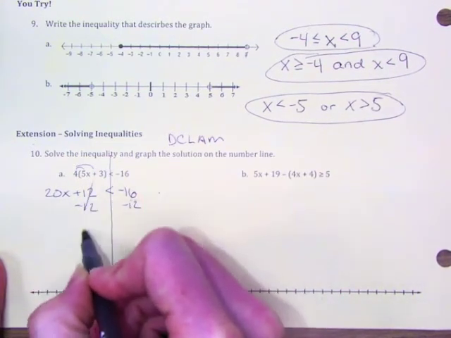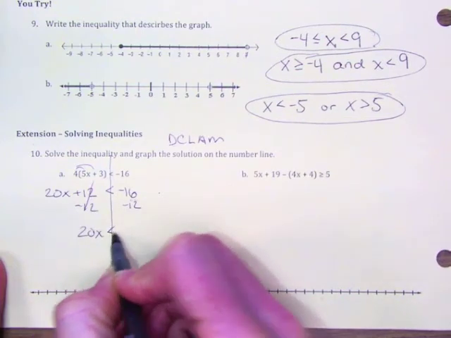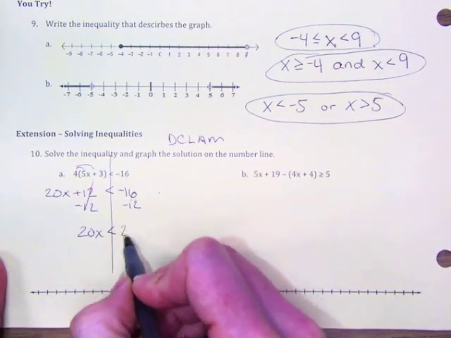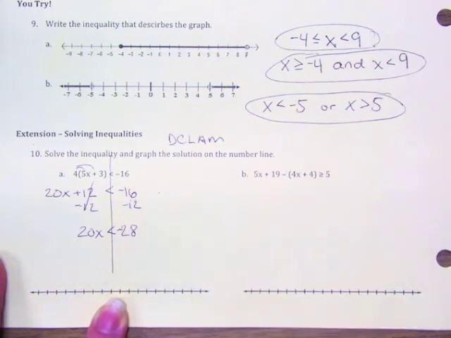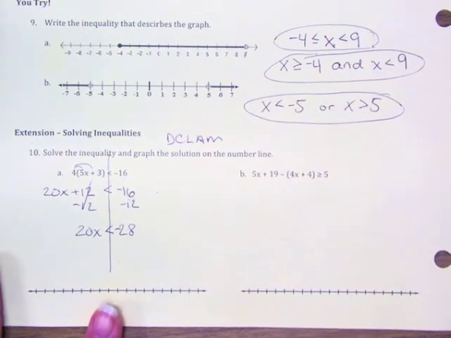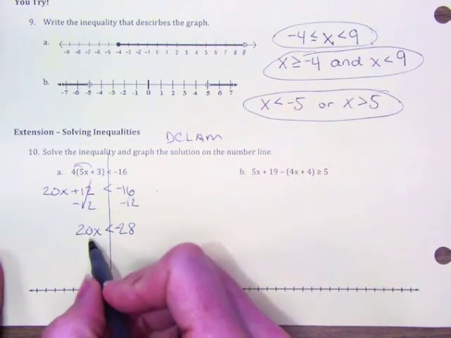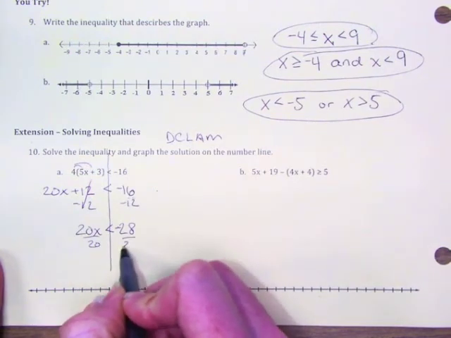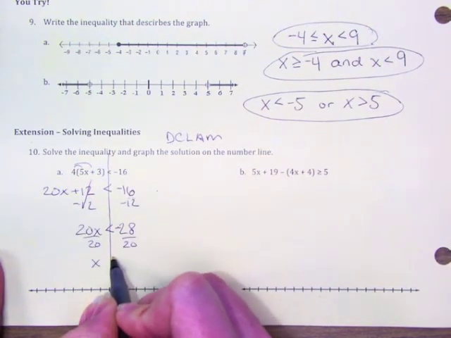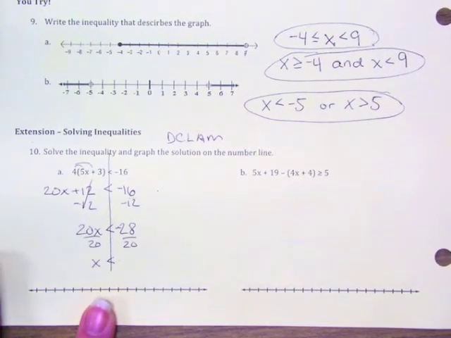When I do that, I'm left with 20x on the left side. Subtracting here, I get 28, -28. And then, last thing, undo multiplication or division, so I'm going to divide by 20. And I'm going to get x is less than, and you're going to need to put this into your calculator. You want to find out what this is in its exact value.